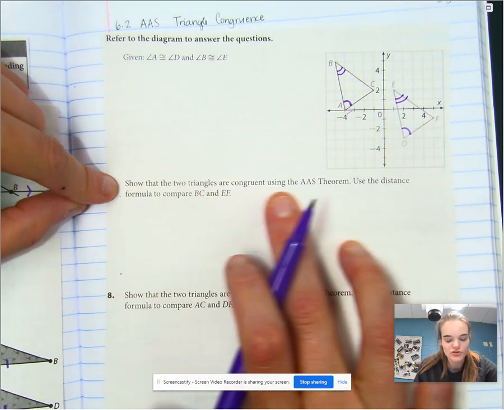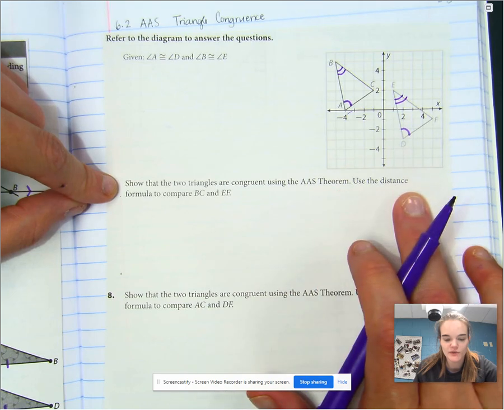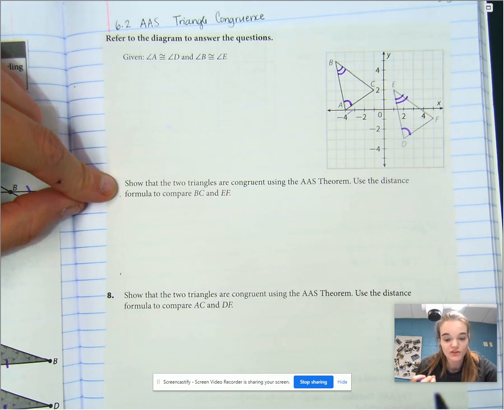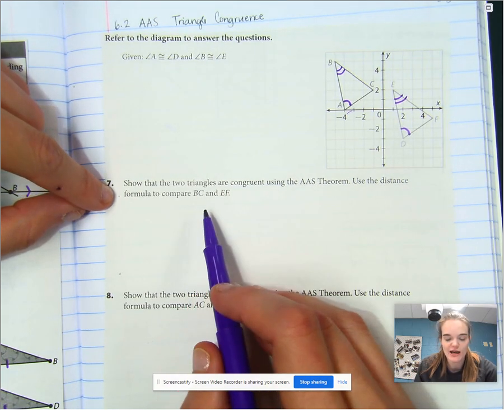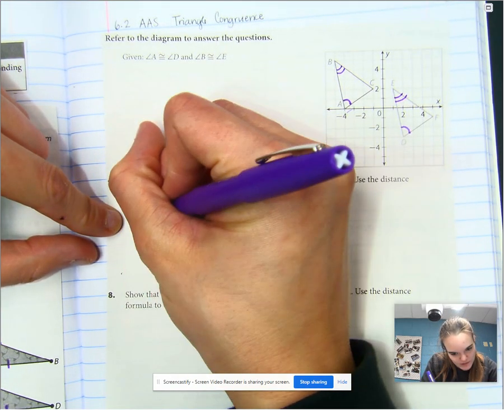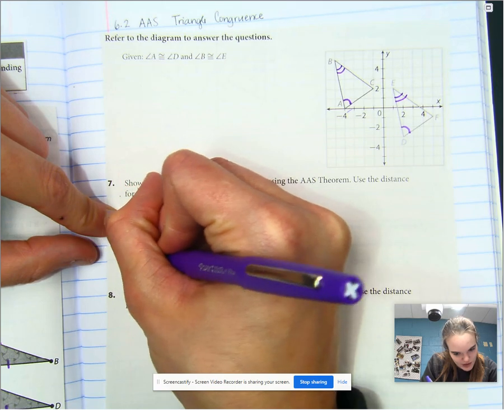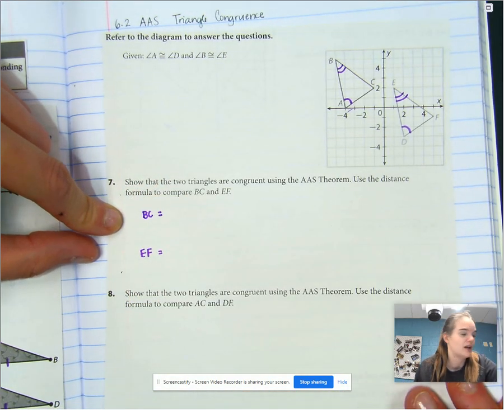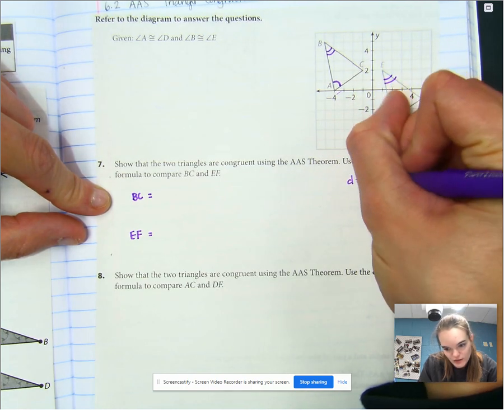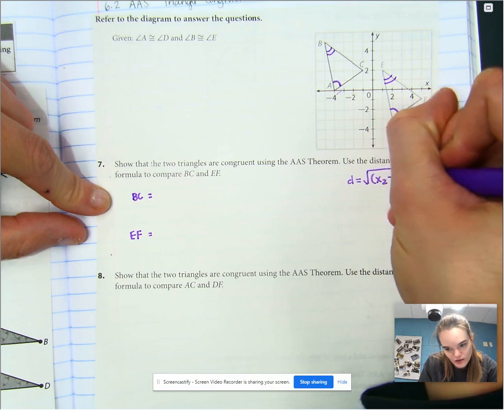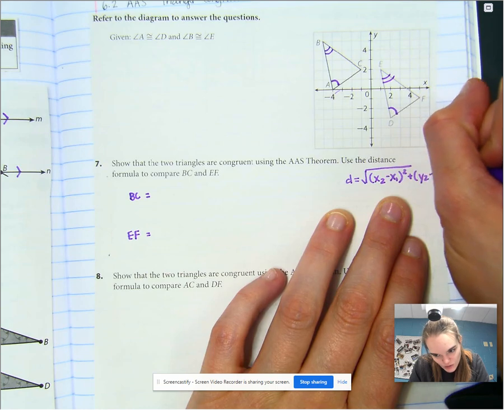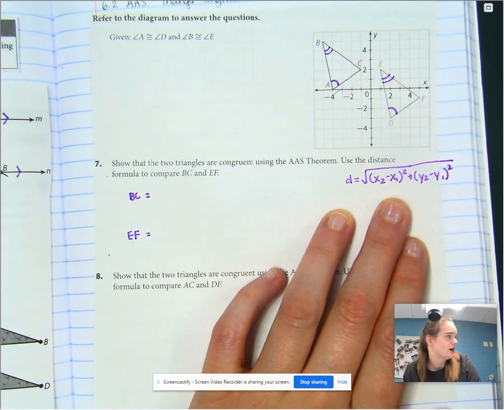So, number 7, show that the two triangles are congruent using the angle, angle, side theorem. We already have two angles, so all we're missing is the side. So in 7, it wants us to show that based on BC being congruent to EF. So we are going to find the length of BC and the length of EF. And we are going to use the distance formula to do that, in case you've forgotten the distance formula. Or remember the Pythagorean theorem shortcut. It is x2 minus x1 squared plus y2 minus y1 squared. So in case you've forgotten it, there it is.